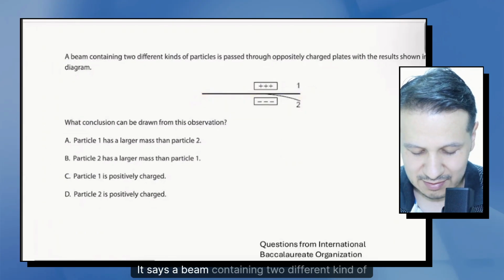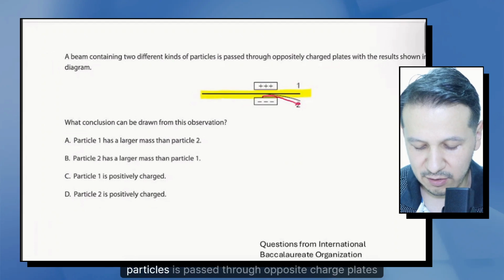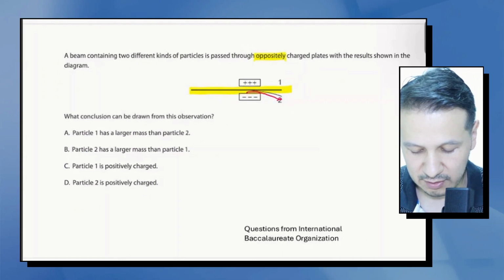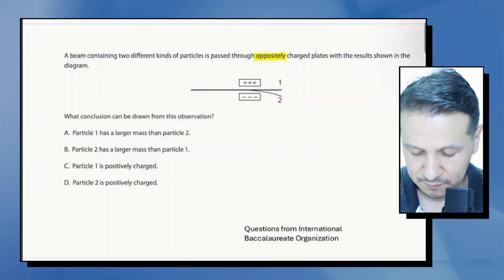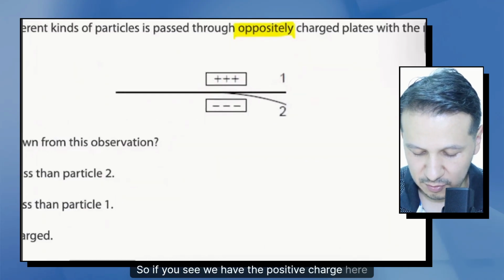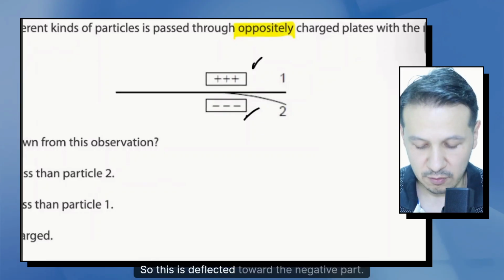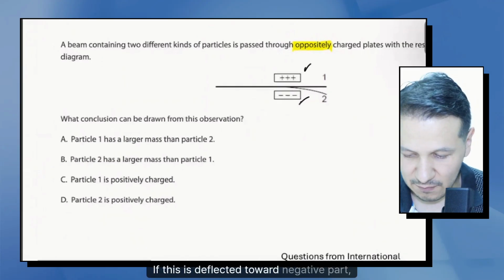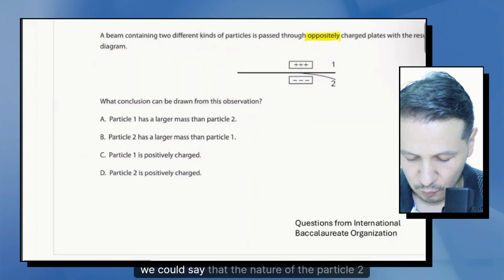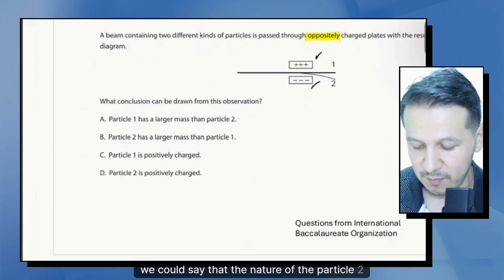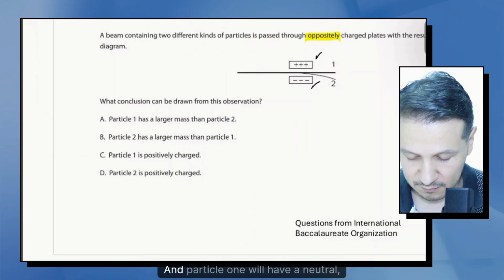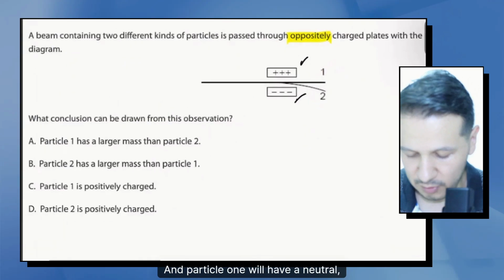It says a beam containing two different kinds of particles is passed through opposite charge plates with the result of the diagram. This is the diagram. So if you see, we have the positive charge here, and then we have the negative charge here. So this is deflected toward the negative part. If this is deflected toward the negative part, we could say that the nature of particle 2 would be positive, because it's been attracted to the negative, and particle 1 will have a neutral nature.